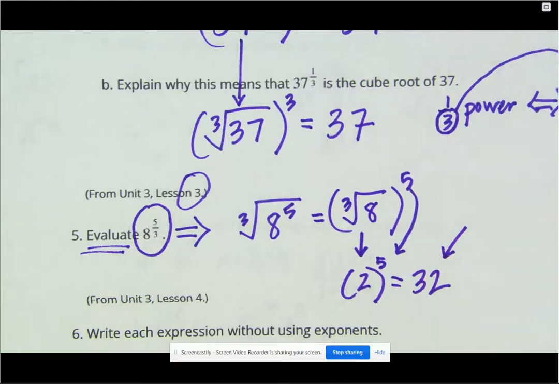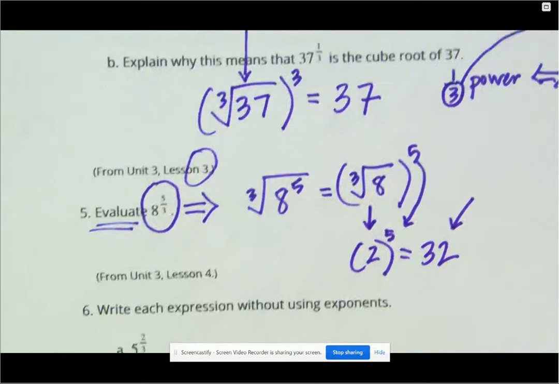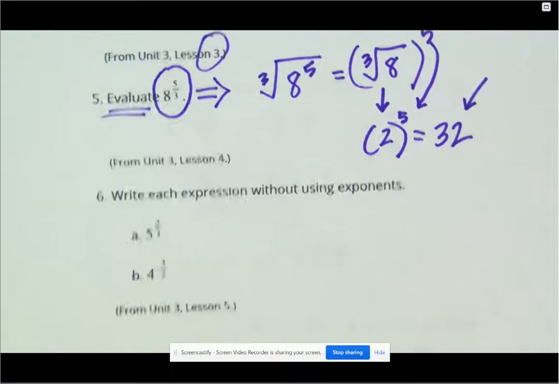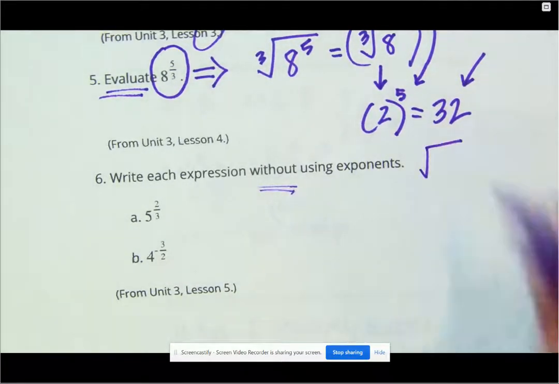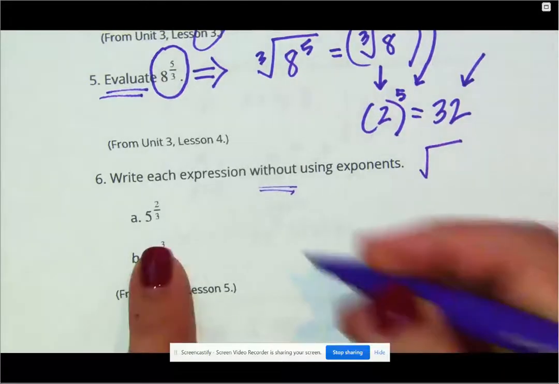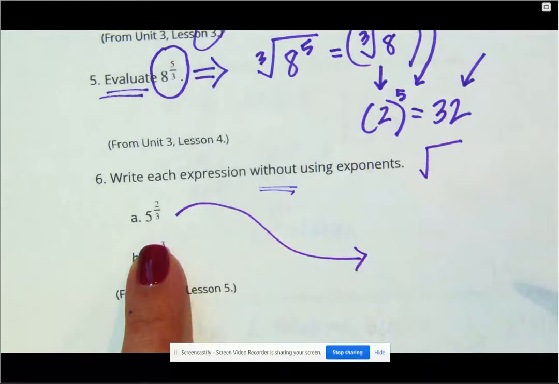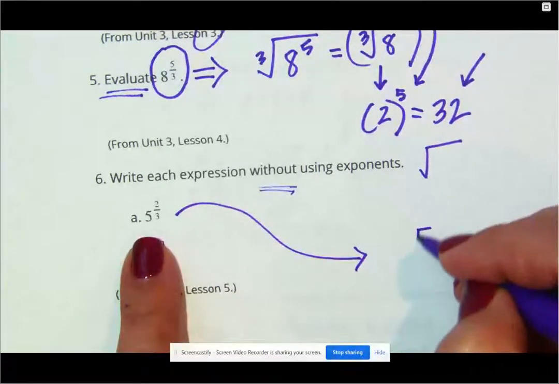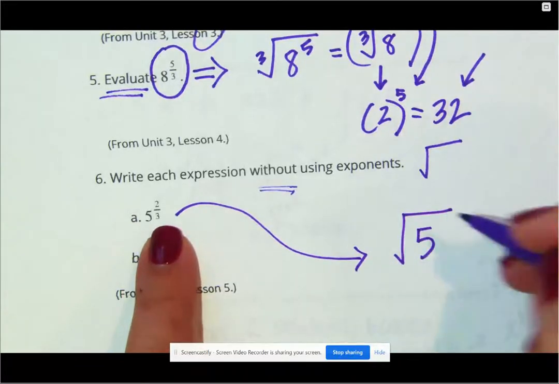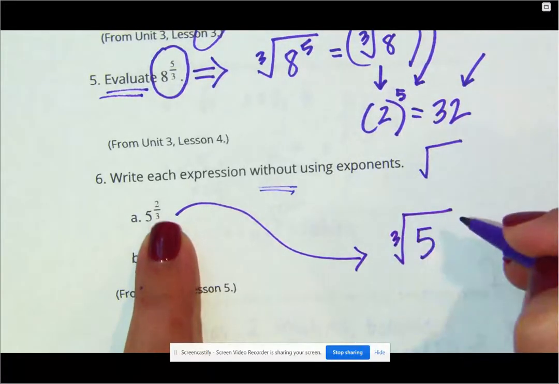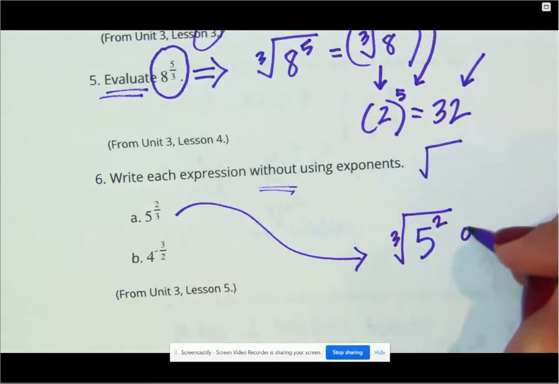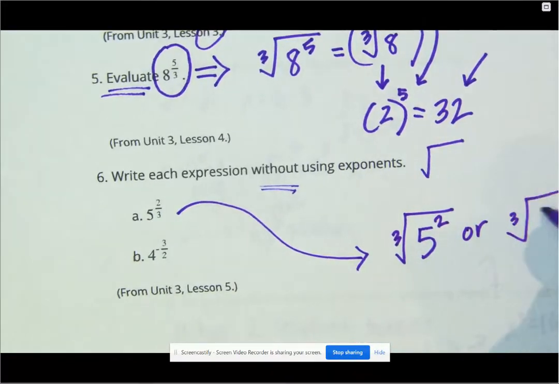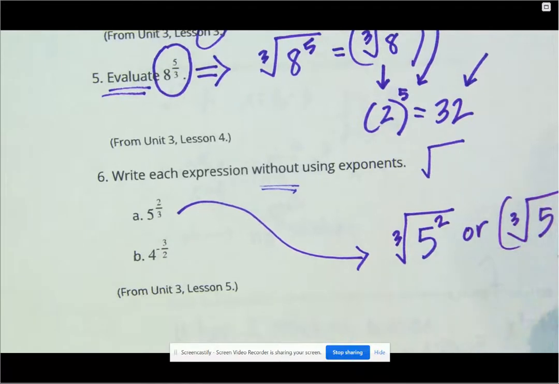All right. Also review, that's from lesson 4. Write each expression without using exponents. That means they want them as radicals. So, not enough space for me. So 5 is the number in the radical. The denominator is the root you're taking. The numerator is the power. It can go right here on the 2, or the 5, sorry, or you could go like this. Either way, same thing.